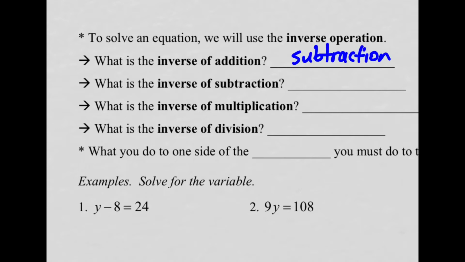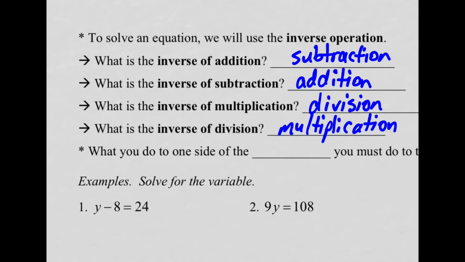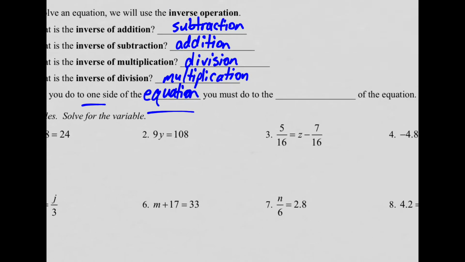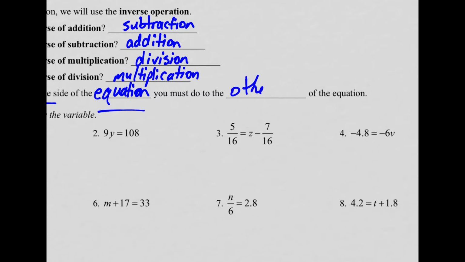The inverse of addition is subtraction. The inverse or opposite of subtraction is addition. And multiplication and division are opposites as well, or inverse operations. They can undo each other. One of the golden rules here in Algebra 1 is that what you do to one side of the equation, you must do to the other side of the equation.